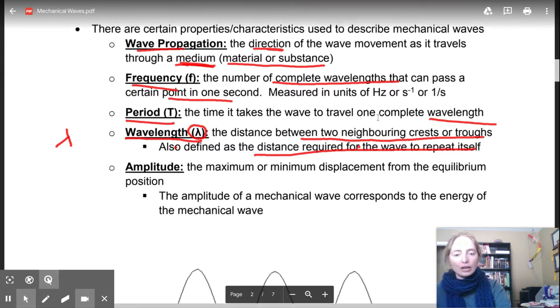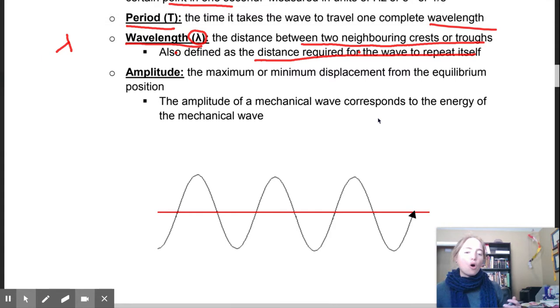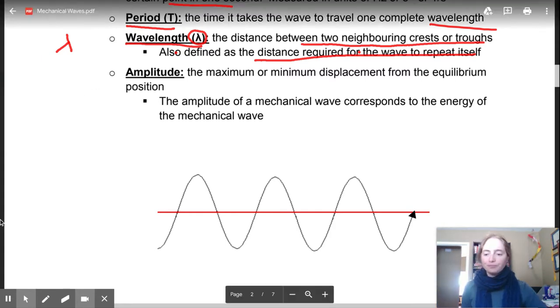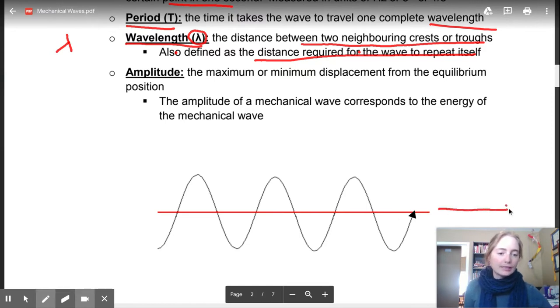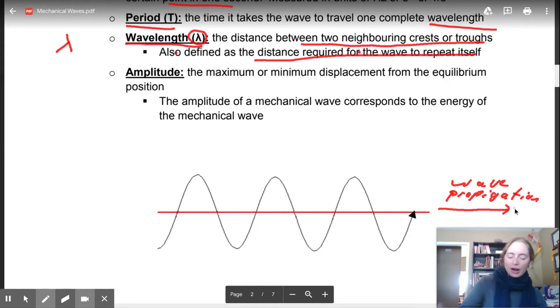And I'm going to start labeling a few pieces on this wave down here. Okay, so the wave propagation is this way. I need you guys to make sure you label this too. So wave propagation is the direction that the wave is going. So this wave is going this way.